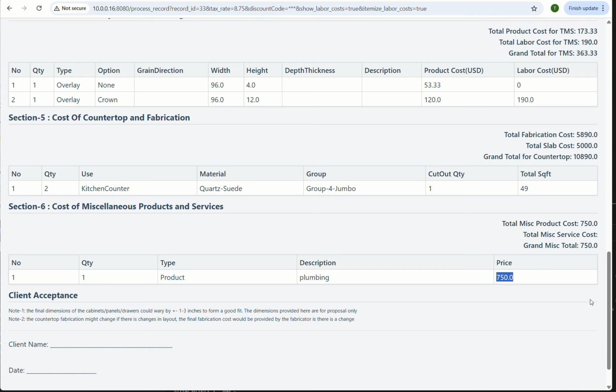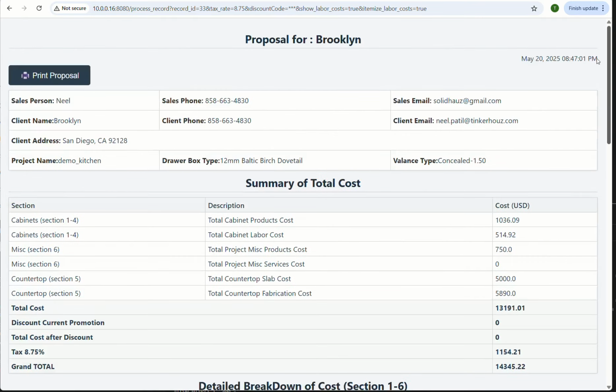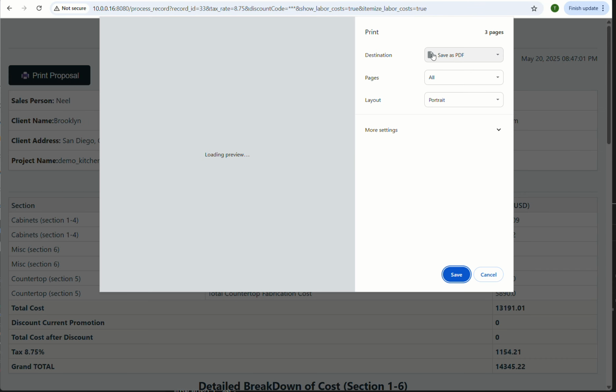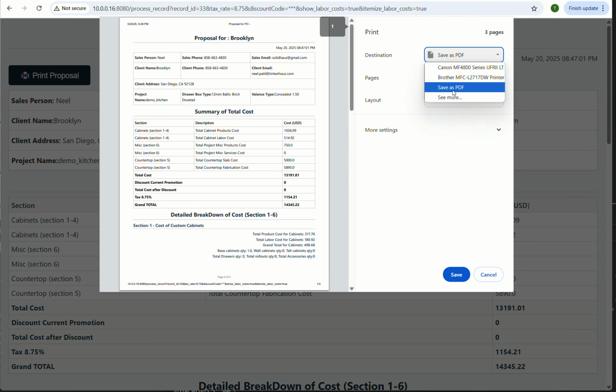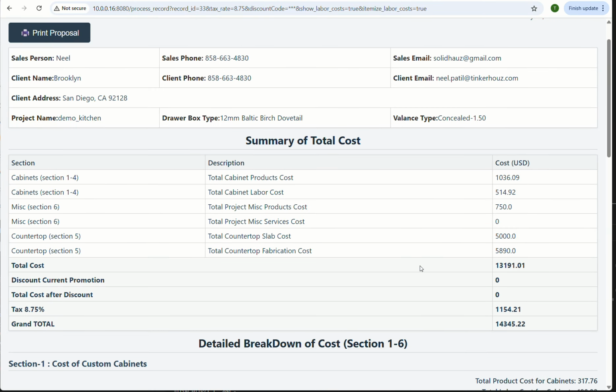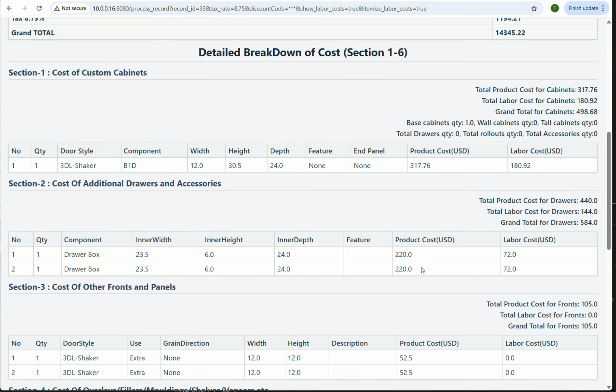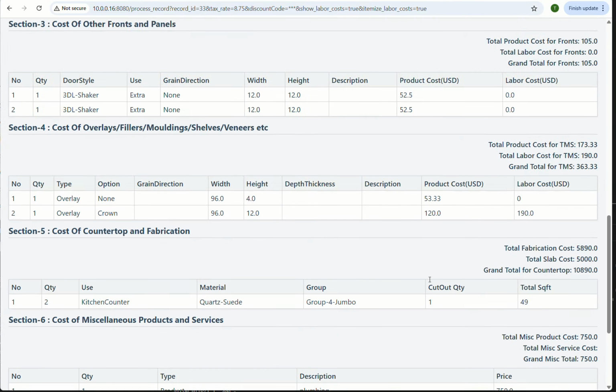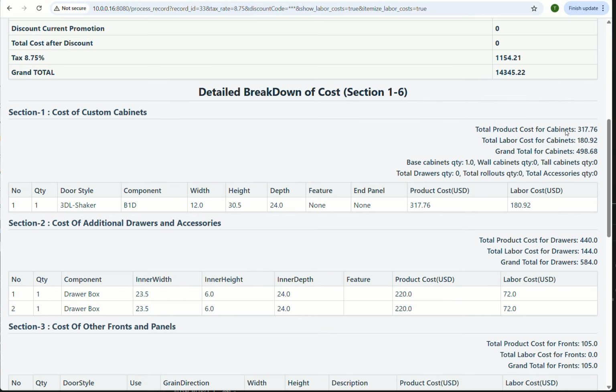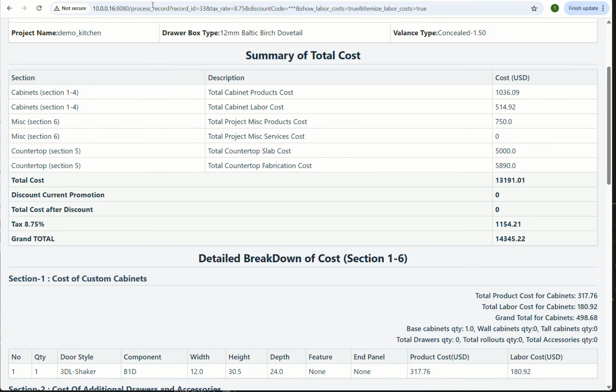So that's how you're going to get the whole thing, and what you can do is print this proposal and save it as a PDF. Okay. So that you can share it with the customer. This is a good way of showing it. This way you get every detail for the customer.